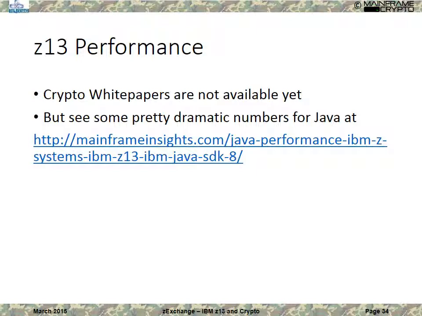I did stumble on that second presentation there, which is focused on Java performance. It looks like there are some pretty significant improvements in Java, especially when it's using crypto. Again, maybe that's because of that simultaneous multi-threading support, but the numbers do look pretty good for Java. I expect the numbers to be very good for the rest of the hardware as well.